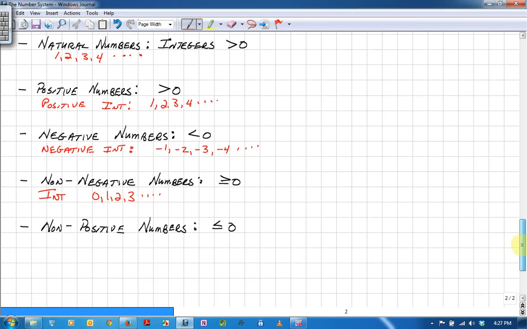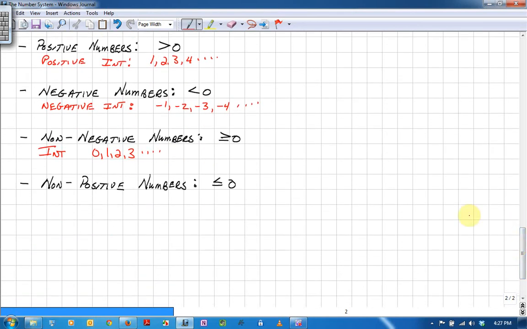The non-positive numbers are the numbers that are not positive. Since 0 isn't positive, 0 is included in those numbers. They would be all the numbers that are less than or equal to 0. And the non-positive integers would be the numbers such as 0, -1, -2, -3, and so on and so forth. All right, that's it.